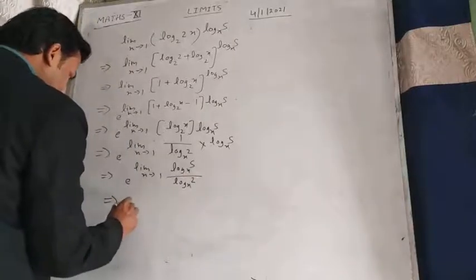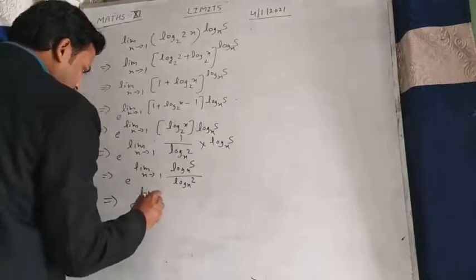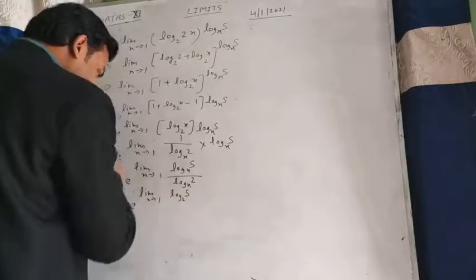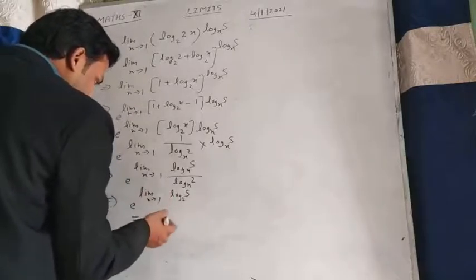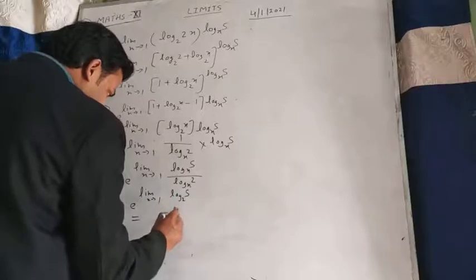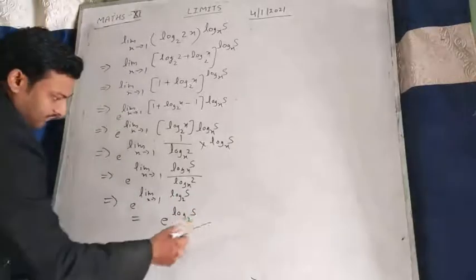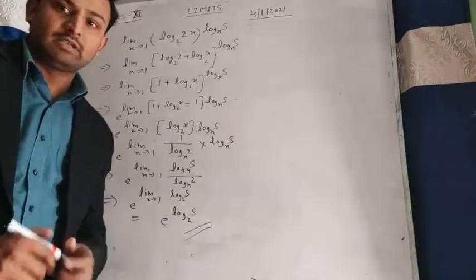So we can write e to the power limit x tends to 1. This is, we can write log 5 base 2. Okay, and this is limit x tends to 1, so we can write e to the power log 5 base 2, and this will be our required result. I hope you understand, students.